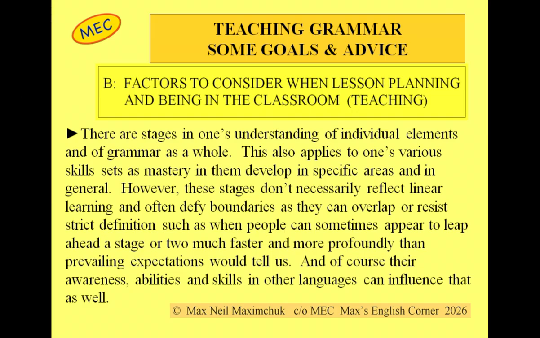There are stages in one's understanding of individual elements and of grammar as a whole. This also applies to one's various skill sets, as mastering them develops in specific areas and in general. However, these stages don't necessarily reflect linear learning, and often defy boundaries as they can overlap or resist strict definition, such as when people can sometimes appear to leap ahead a stage or two much faster and more profoundly than prevailing expectations would tell us. And of course, their awareness, abilities, and skills in other languages can influence that as well.